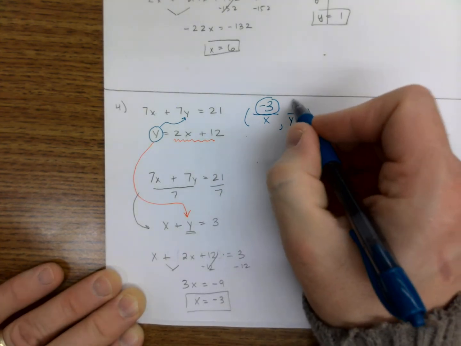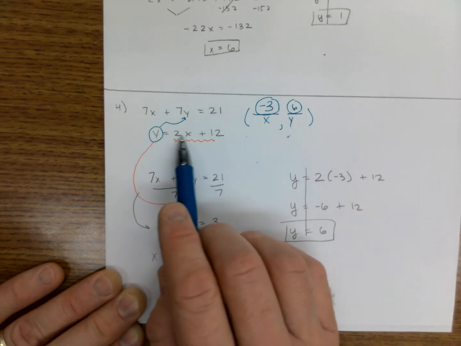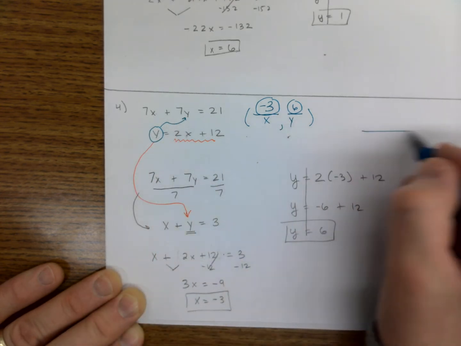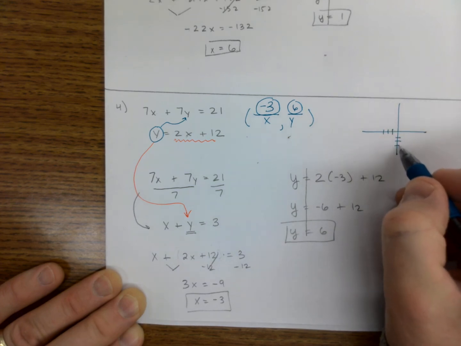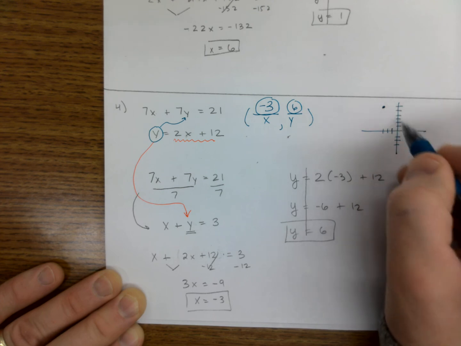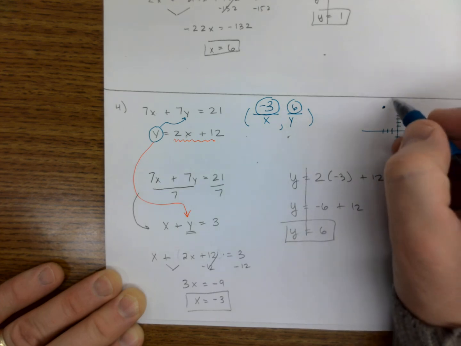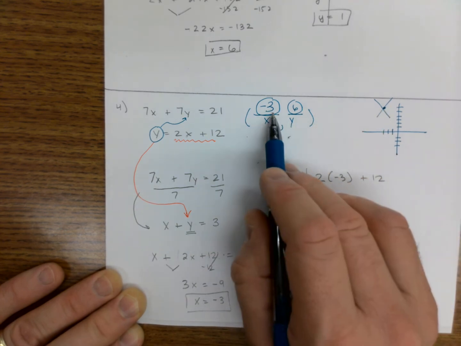And the problem's done. Again, these are the solutions that work in this equation and in this equation. And if we took the time to graph it, 1, 2, 3, 1, 2, 3, oops, let's go up, 1, 2, 3, 4, 5, 6. There's that point, negative 3 over positive 6. We would show two lines with a point of intersection of negative 3, 6.